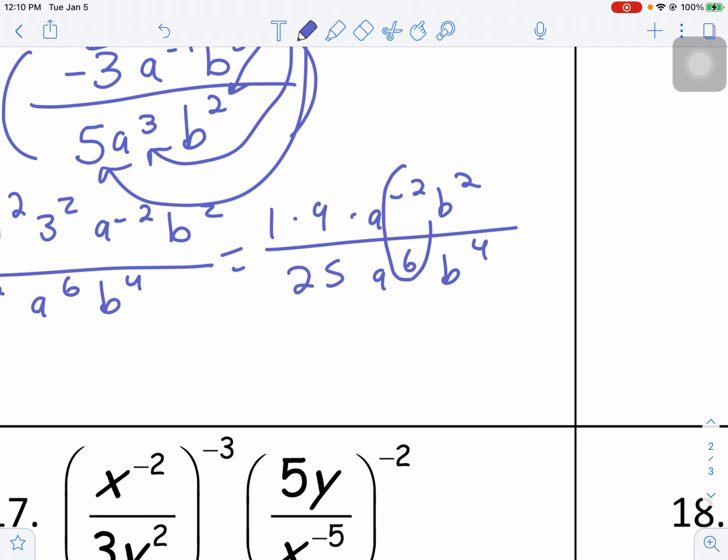Combining here, negative 2 and 6, that would give us negative 8, so there's an a to the 8th power in the bottom. B squared and b to the 4th is going to give us b to the negative 2, which would be b squared in the bottom. We also have that 25 in the bottom still, and then the only thing left in the top is just 9.